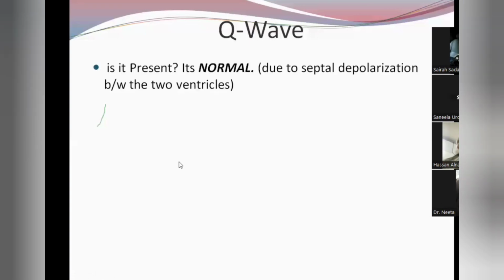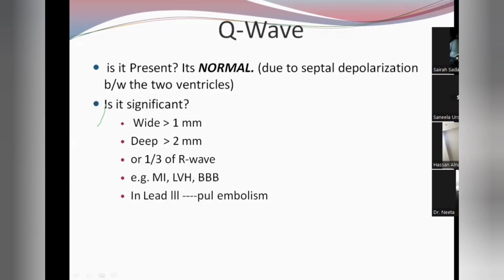Now about the Q wave. People may ask, can a Q wave normally be present? Yes, it can be present normally, and if it's there, maybe it's normal. We say the Q wave is pathological or abnormal when it is wider, more than 1 mm, or deeper, more than 2 mm, or it is 1/3 of the R wave.